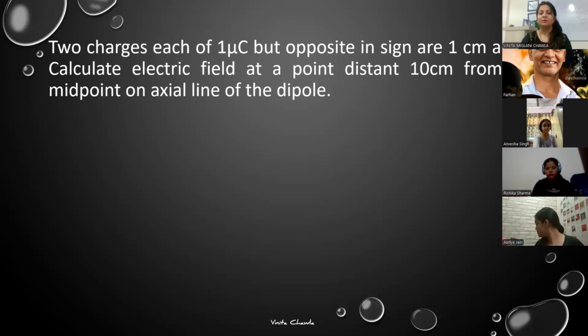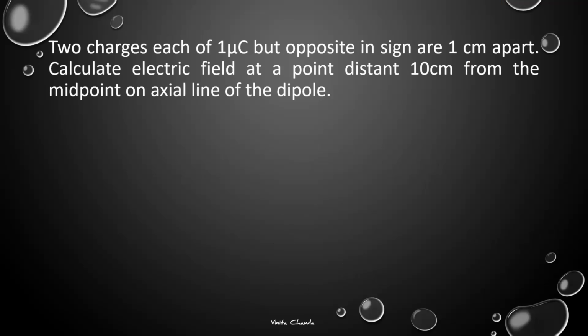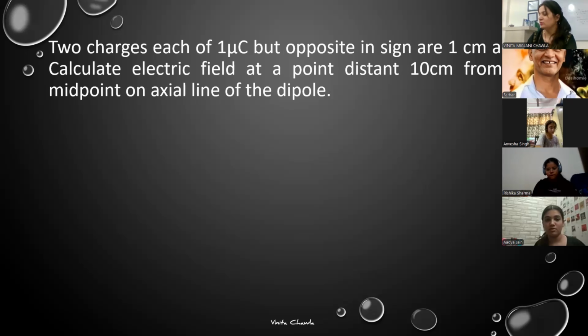This is the first question. Please read the question first. We have two charges here, each of 1 microcoulomb, but opposite in sign. In an electric dipole, we have two charges which are opposite in sign, one is plus q, the other is minus q, and they are separated by a small distance 2a, right? Here the distance is given, it is 1 centimeter. So calculate the electric field at a point distance 10 centimeter from the midpoint on the axial line of the electric dipole. So how do we find the electric field intensity on the axial line of an electric dipole?